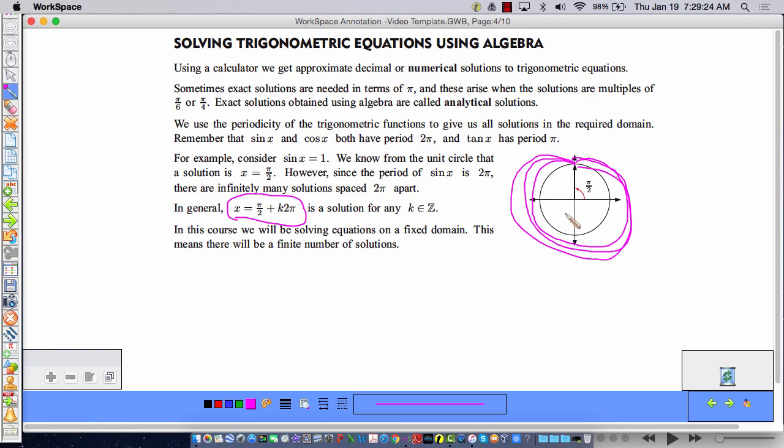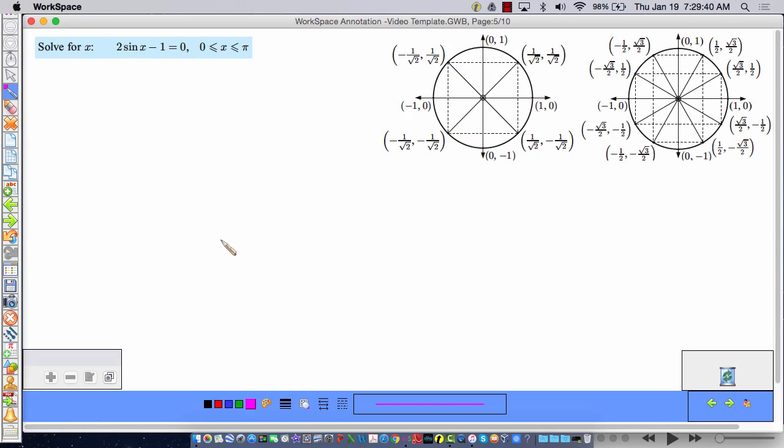For example, we know that tangent is equal to positive 1 at pi over 4, as well as at 5 pi over 4. They're only pi units away. So instead of k times 2 pi, we can do k pi. Let's do some examples.